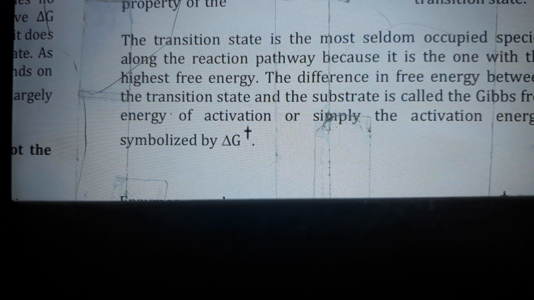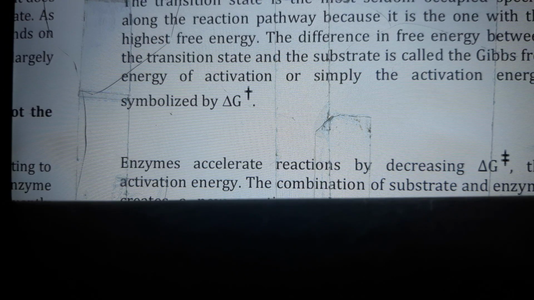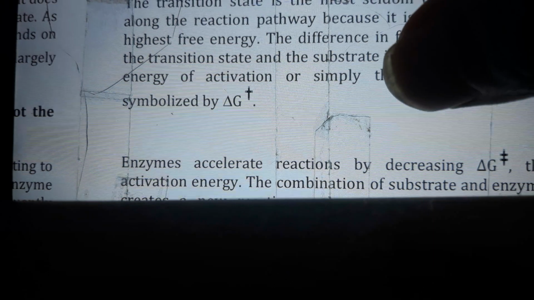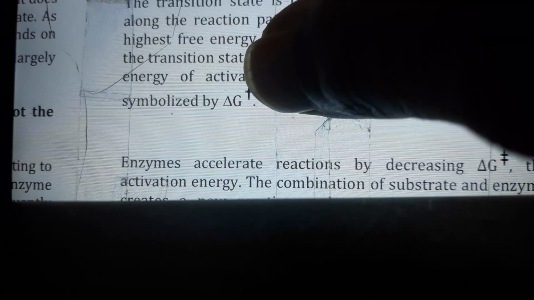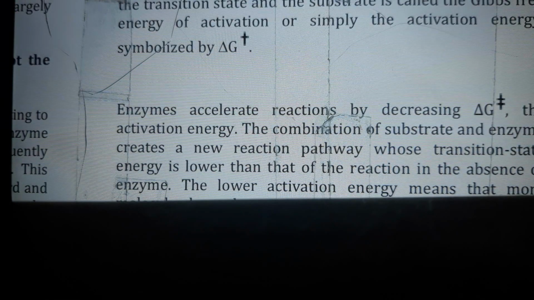The transition state is the most seldom occupied species along the reaction pathway because it is the one with the highest free energy. The difference in free energy between the transition state and the substrate is called the Gibbs free energy of activation, or simply the activation energy, symbolized by delta G double dagger. So enzymes accelerate reactions by decreasing delta G double dagger.